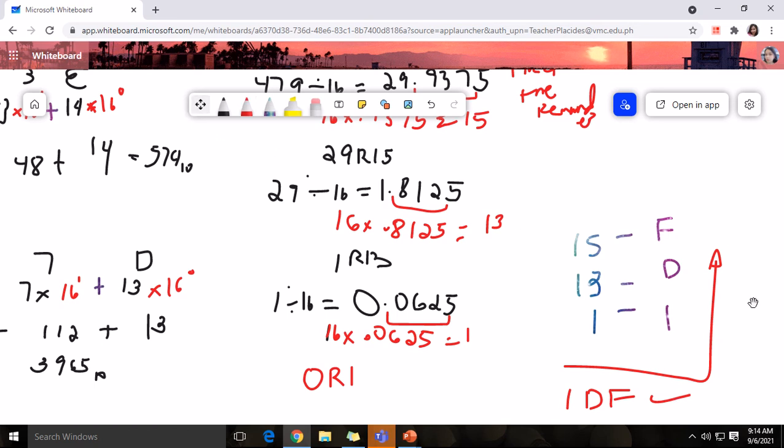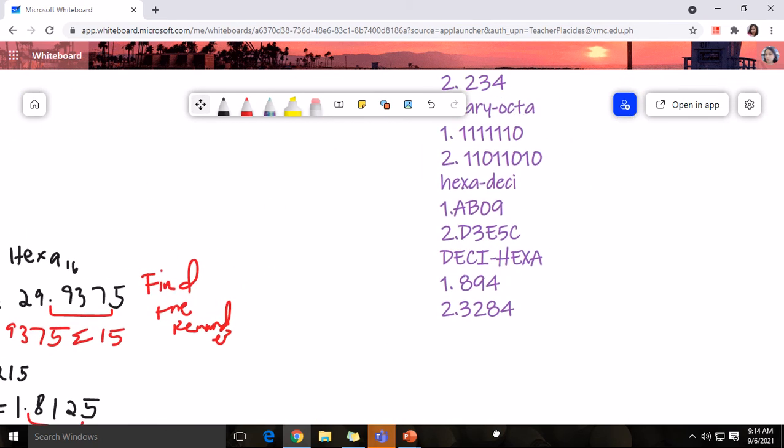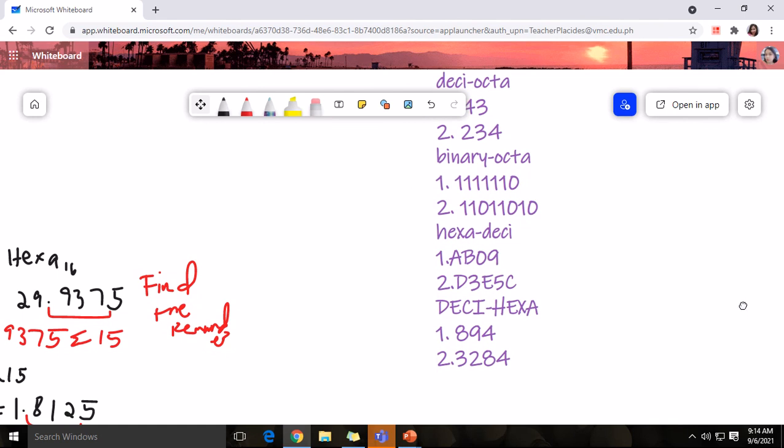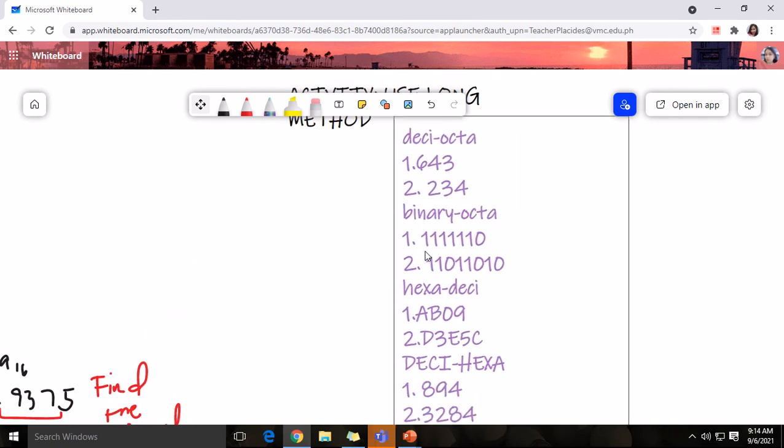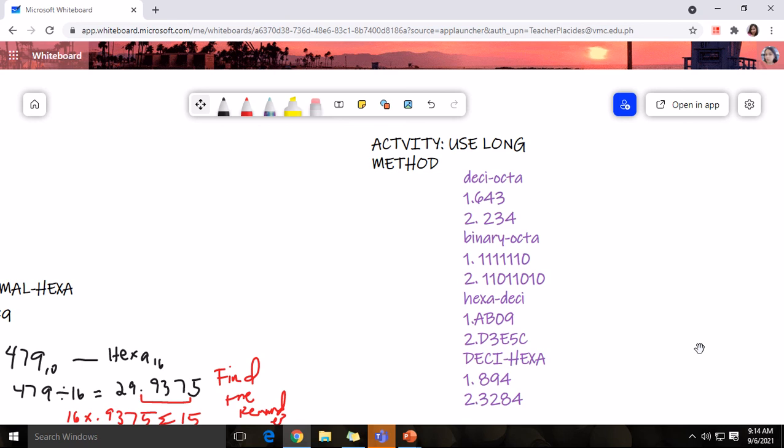Then, I have an activity here. Please write your answers on paper, and then upload them to the designated activity classroom. Use the long method and no erasure.